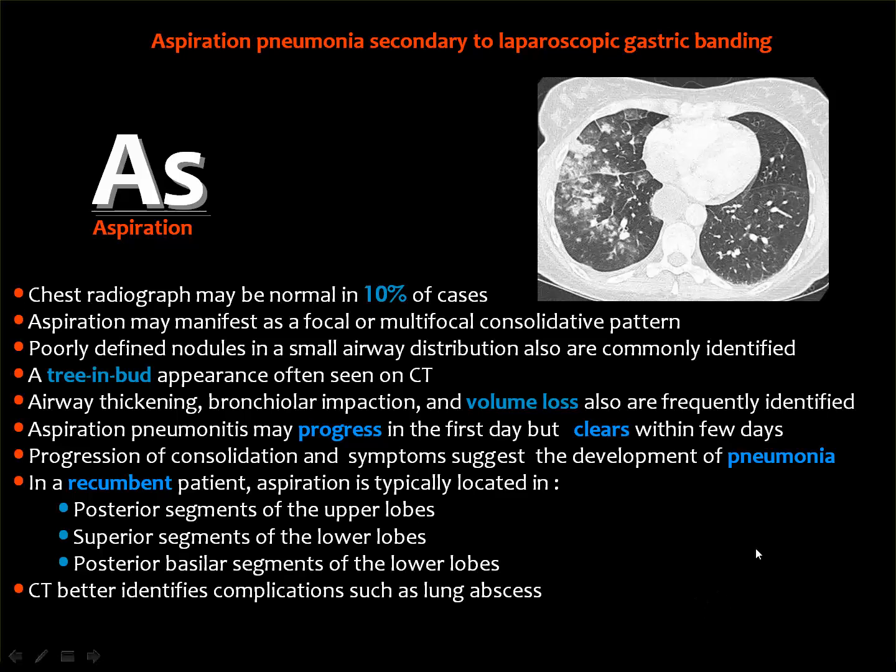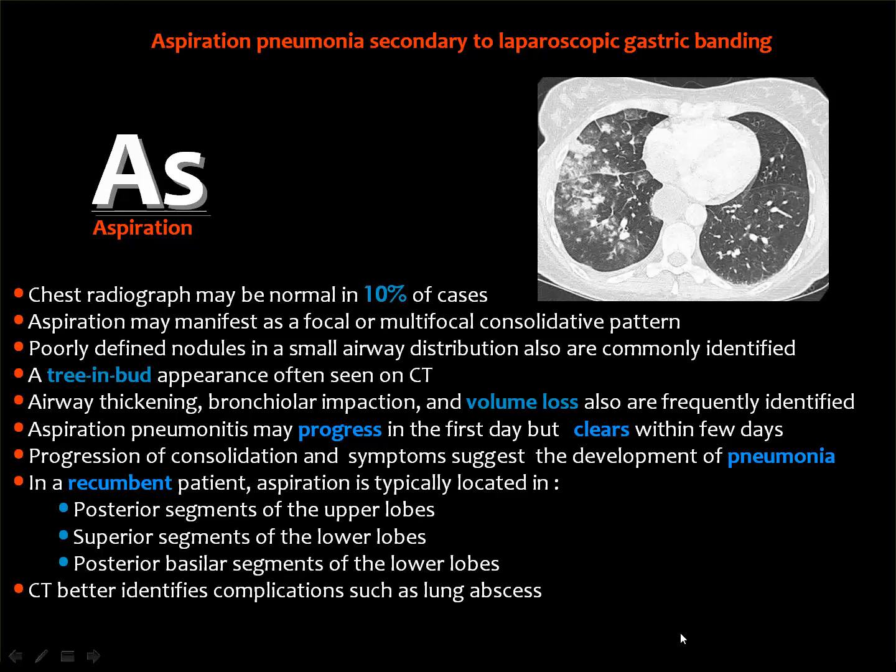part of the lung. Aspiration pneumonitis usually may progress in the first day, then starts to clear in the following days. But progression of the consolidation is an indication of the development of pneumonia. Aspiration usually occurs in the posterior segments of the upper lobes if the patient is recumbent, and also in the superior segments of the lower lobes and the basal segments of the lower lobes.